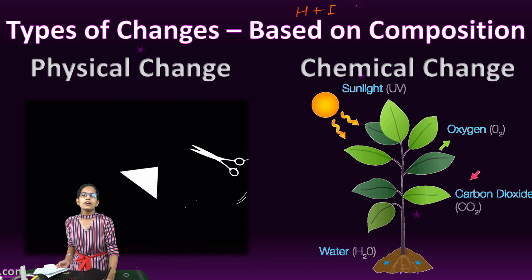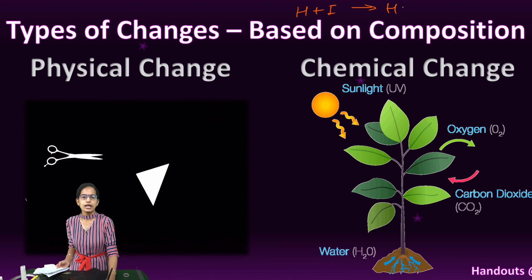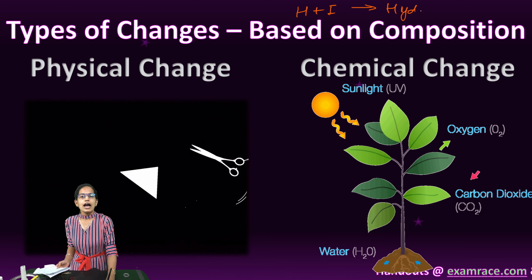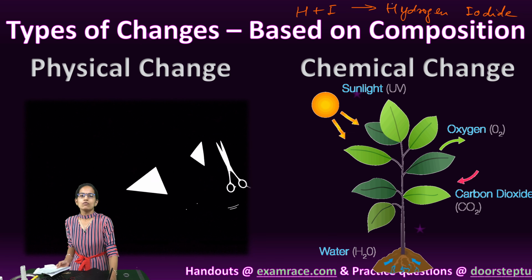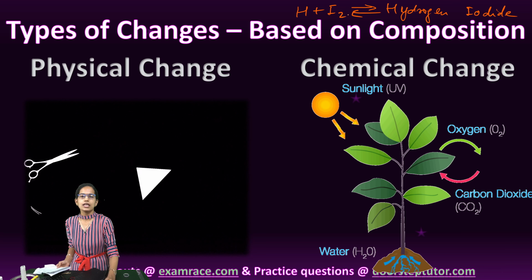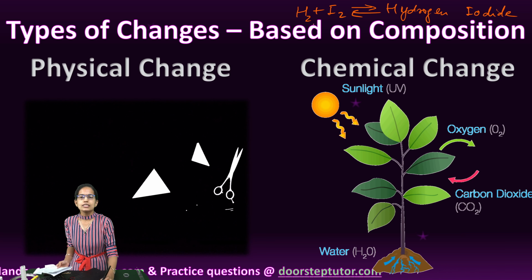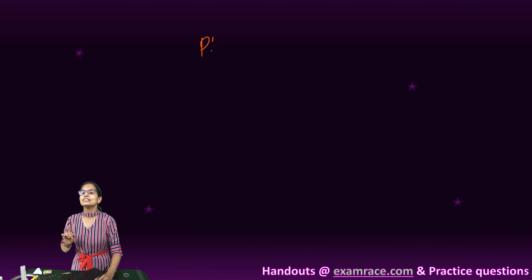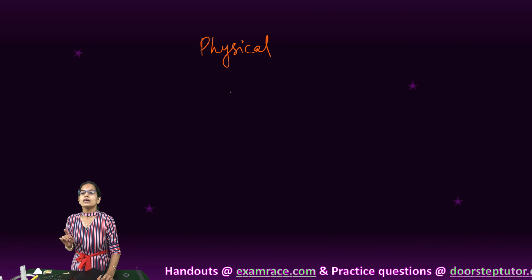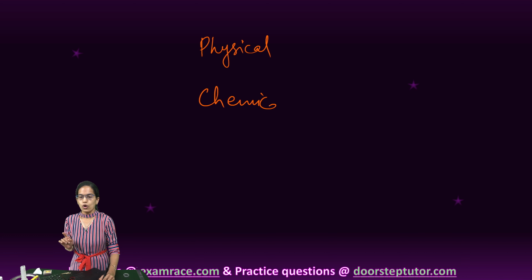Hydrogen plus iodine would give me hydrogen iodide, and when I do a reverse of it, this hydrogen iodide would again lead to hydrogen and iodine. So this is a reversible change. So coming back to a quick summary. Never go by the words that physical changes are reversible, chemical changes are non-reversible.